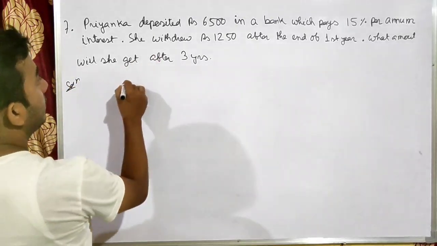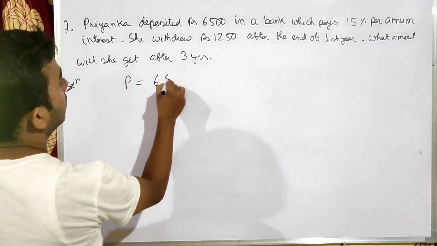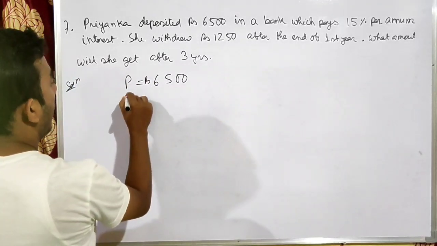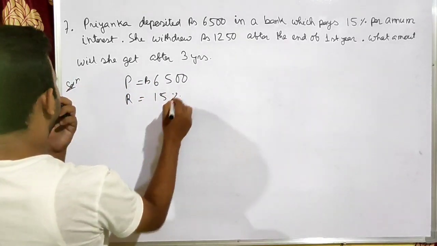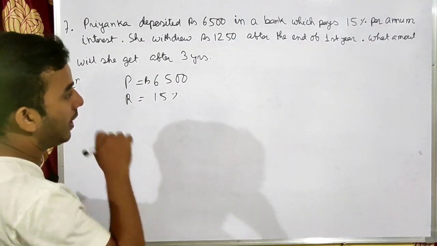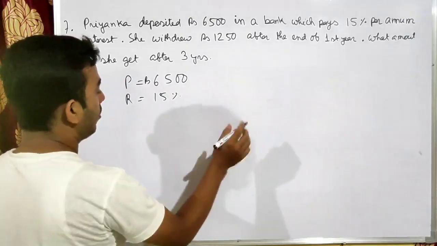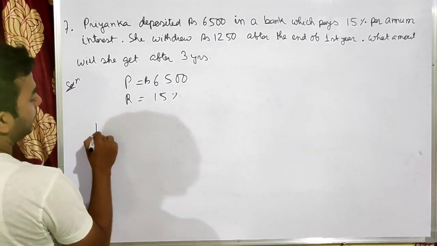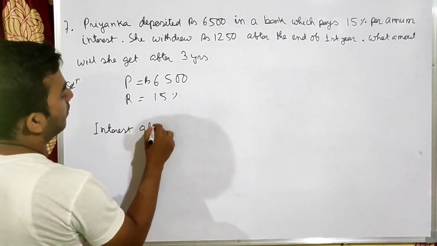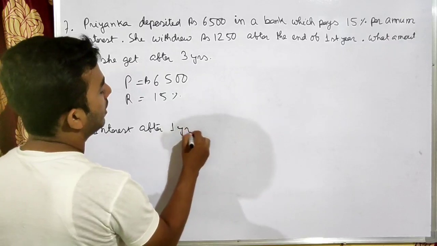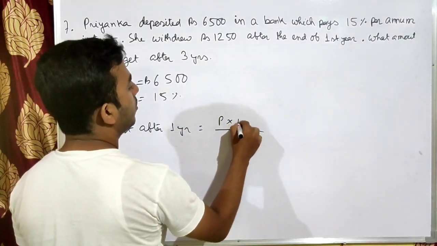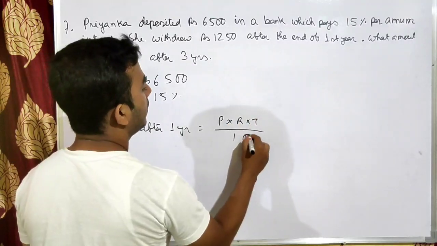Here solution, then P equals 6,500, then R equals 15%. Okay, now we will find interest after 1 year. Look why, first look at the board. Interest after 1 year, that is SI, will be what? P into R into T divided by 100.